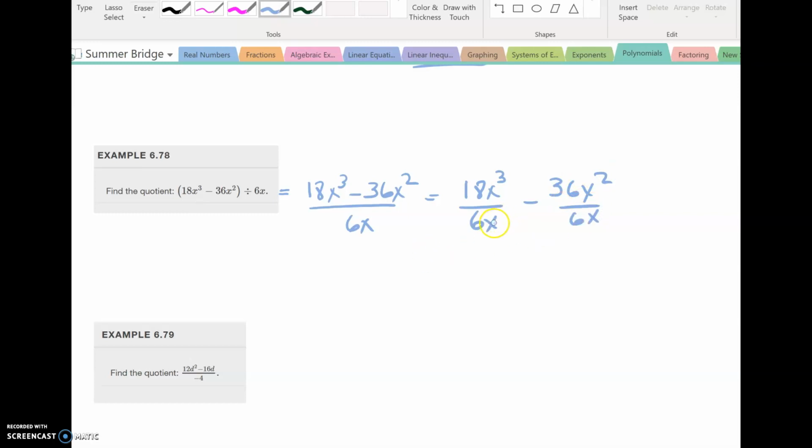So then I can cancel out one of the x's in the denominator with one of the x's in the numerator, so that can become x squared. And then that x is going to cancel out with the 2, with the squared part. And then we just go ahead and simplify. 18 divided by 6 is 3, and 36 divided by 6 is 6. So what we end up with here is 3x squared minus 6x.